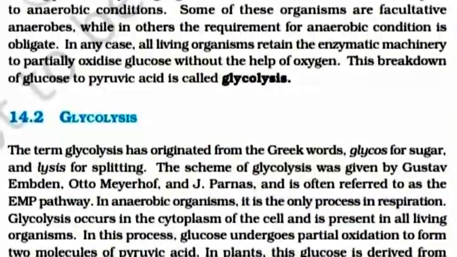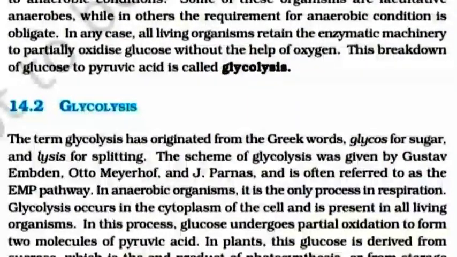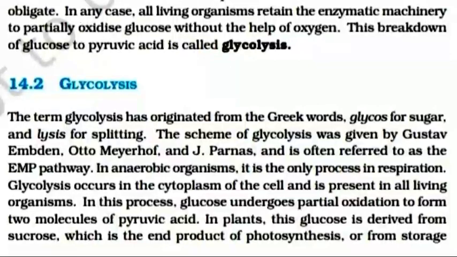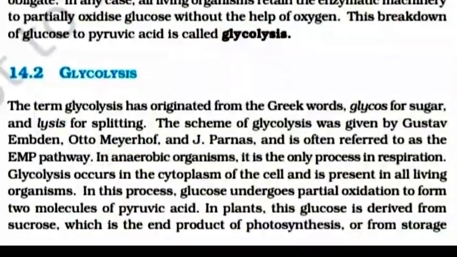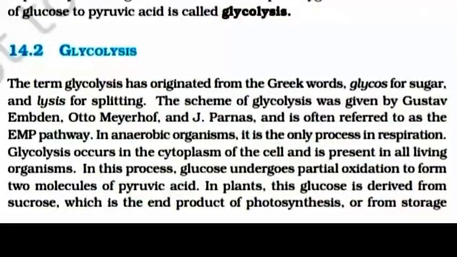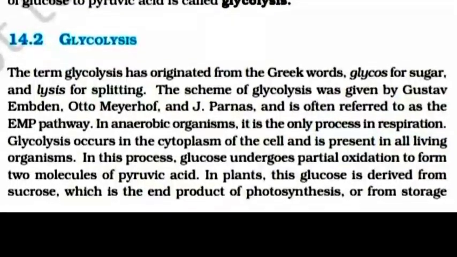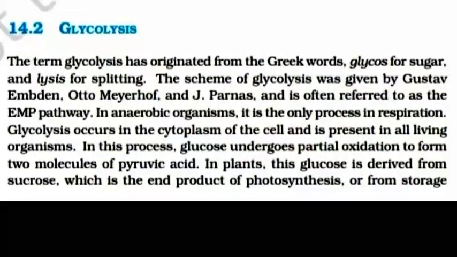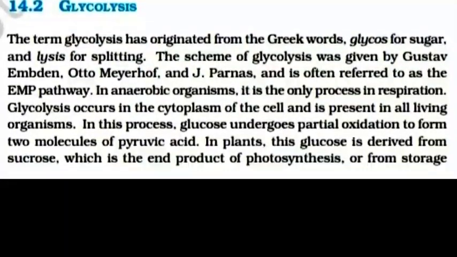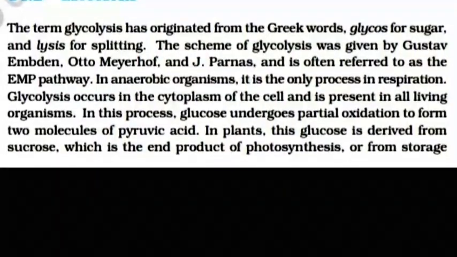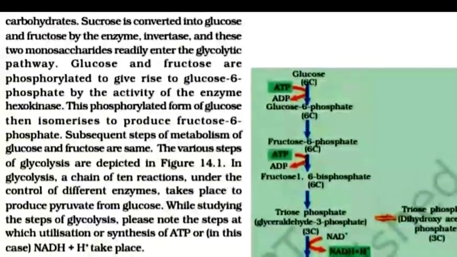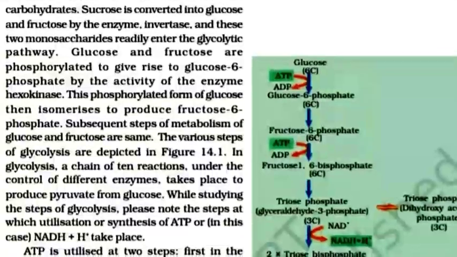Glycolysis. The term glycolysis has originated from the Greek words glycos for sugar and lysis for splitting. The scheme of glycolysis was given by Gustav Embden, Otto Meyerhof, and J. Parnas and is often referred to as the EMP pathway. In anaerobic organisms, it is the only process in respiration. Glycolysis occurs in the cytoplasm of the cell and is present in all living organisms. In this process, glucose undergoes partial oxidation to form two molecules of pyruvic acid. In plants, this glucose is derived from sucrose, which is the end product of photosynthesis, or from storage carbohydrates. Sucrose is converted into glucose and fructose by the enzyme invertase, and these two monosaccharides readily enter the glycolytic pathway.